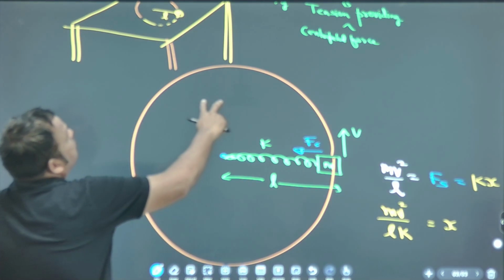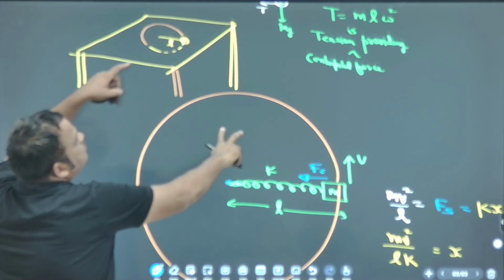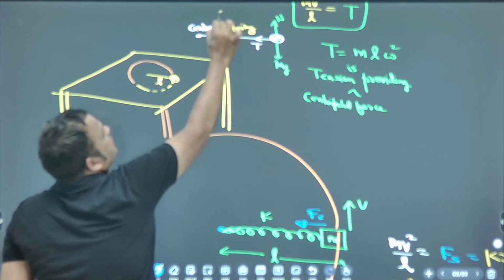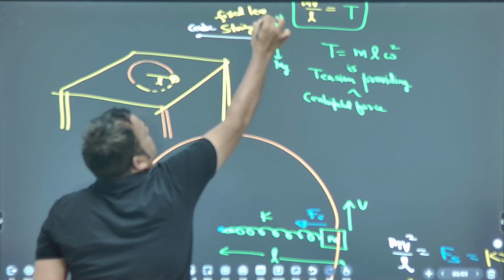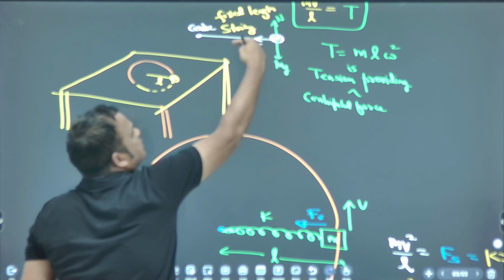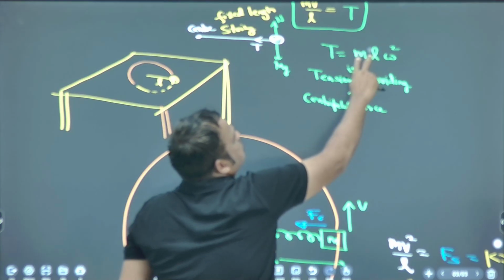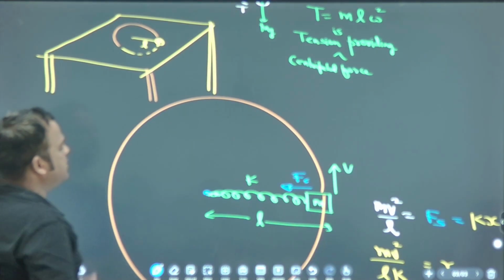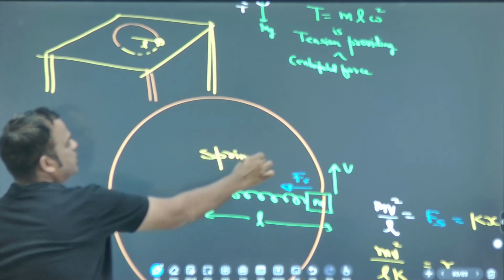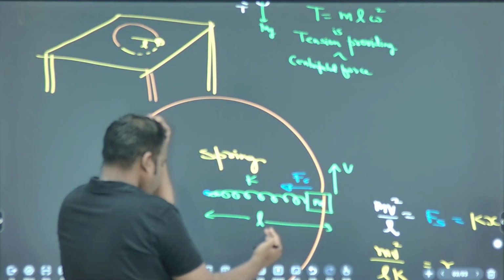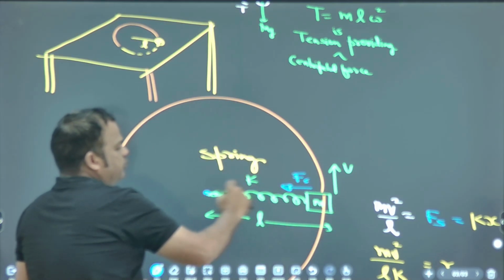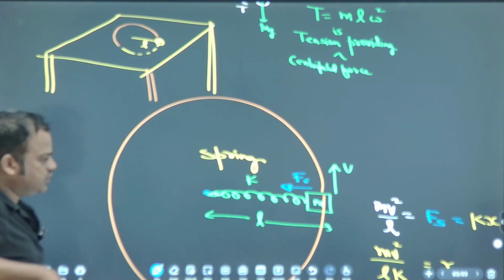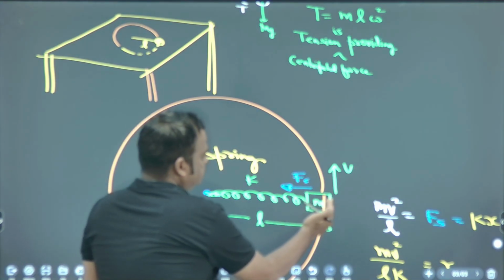Okay, understood? So before this, what we discussed? String. This is string. The length of the string is fixed. So tension is equal to ml omega square, or tension is equal to mv square by l. But here what is there? Spring is there. So spring will elongate if you connect it with block. Block is performing circular motion, horizontal. Okay, understood?